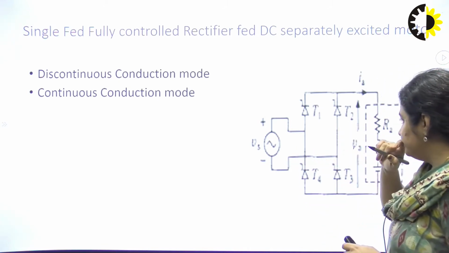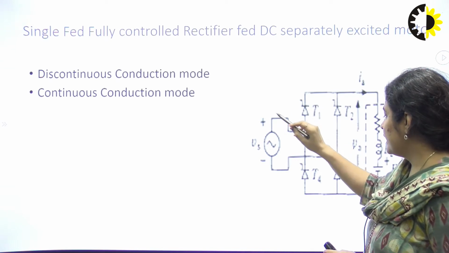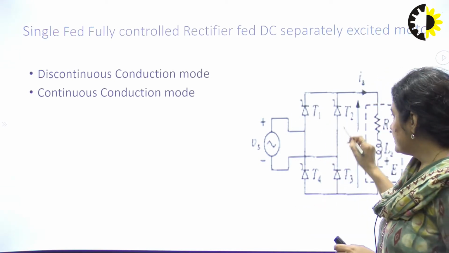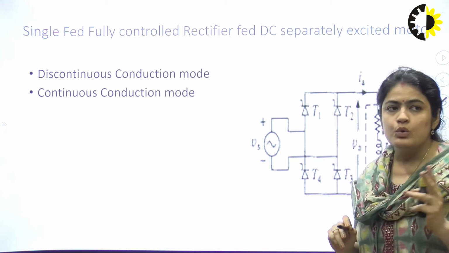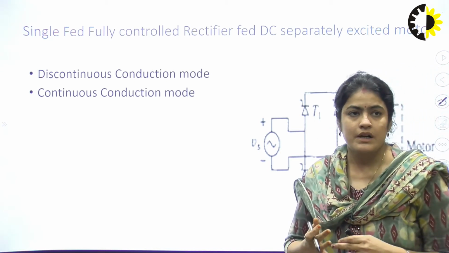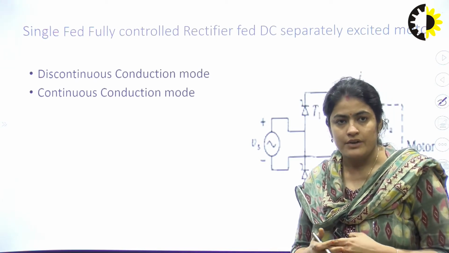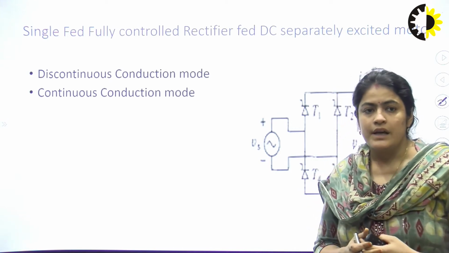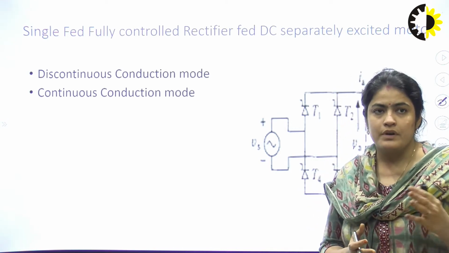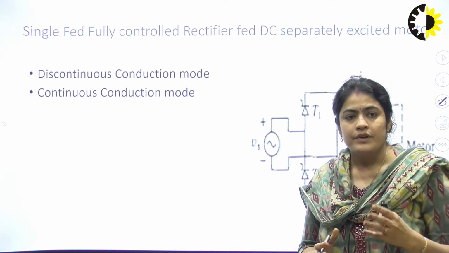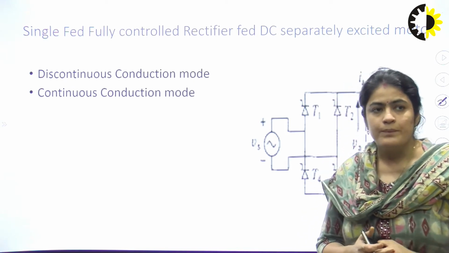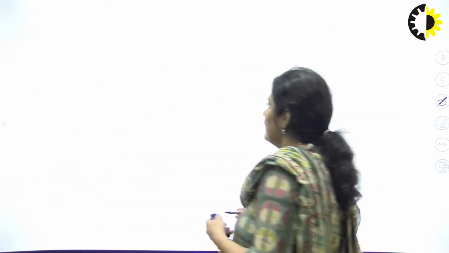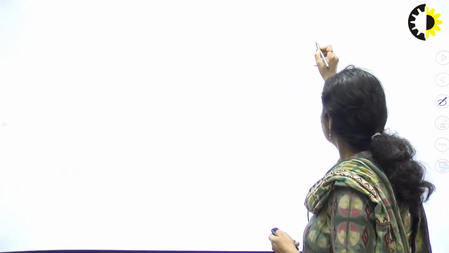Fully controlled means all four switching devices are thyristor based. This circuit will operate in two modes, discontinuous conduction mode and continuous conduction mode. We will do the analysis and see the performance of this drive system using these two modes of operation, right? So I am going to draw it again.